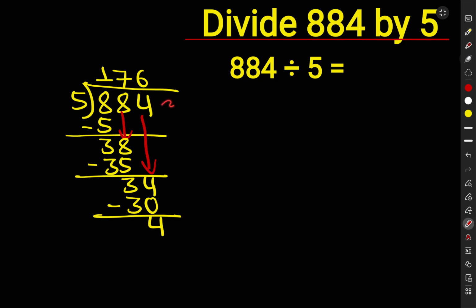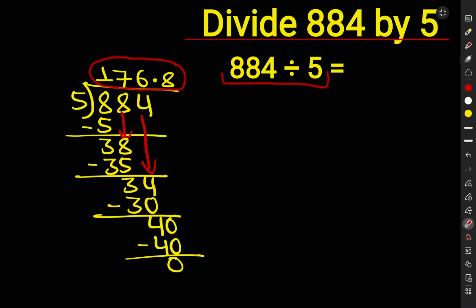So now there is no other number to put down. So we take a decimal here, so that we put 0. So it is 40 and 5 times 8 is 40. On subtracting we get 0. So 884 divided by 5 is 176.8.